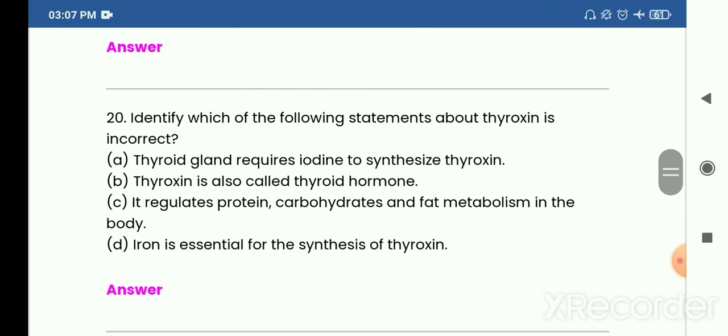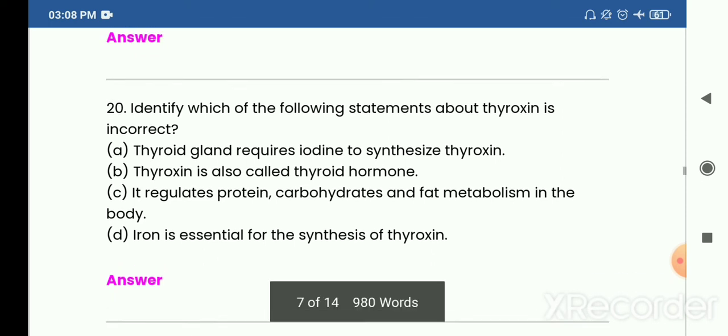So last question, question number 20. Identify which of the following statements about thyroxine is correct. Thyroid gland requires iodine to synthesize thyroxine. Thyroxine is also called thyroid hormone. It regulates protein, carbohydrate, and fat metabolism in the body. Iron is essential for the synthesis of thyroxine. Remember that here the question is which of the statements is incorrect. So all the options A, B, C are correct, but D, iron is not essential for the synthesis of thyroxine. Yes, it is essential somehow, but according to this question, option D will be the correct answer.